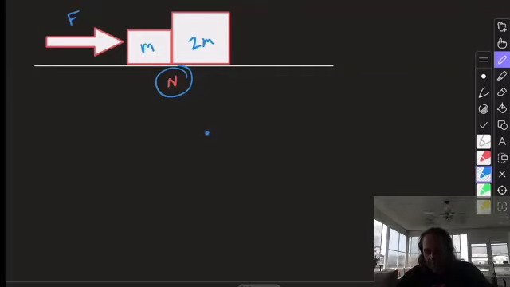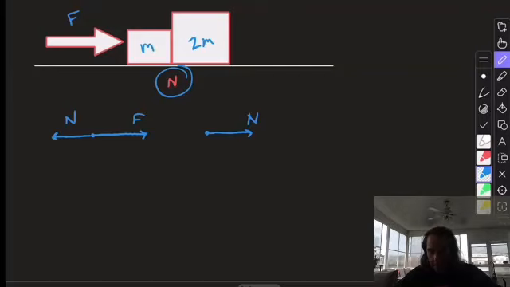So if I was to draw a free body diagram on the 2M box, there'd be a normal force in this direction. I'm not doing the up and down forces, I'm just doing the sideways forces. But if I was to draw the forces acting on the M box, there'd be the applied force in this direction and N in this direction. N is a third law force, so it acts to the right on the 2M box and to the left on the M box.